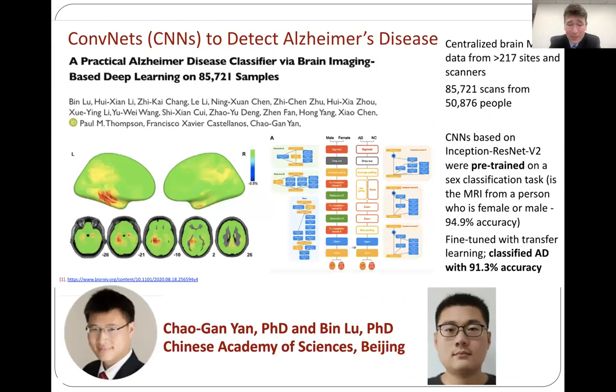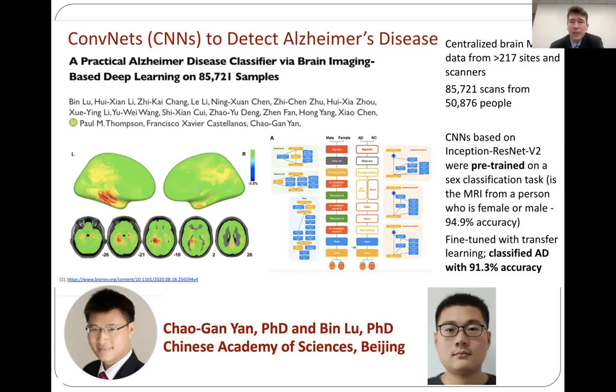A really remarkable study by Xiaogan Yan and Bin Lu at Chinese Academy of Sciences in Beijing aggregated data from 217 scanners, 85,000 brain scans from 50,000 people. And they trained an artificial neural network, again, a CNN, that was based on the Inception ResNet version 2 network to detect Alzheimer's disease. It's again, a classifier.